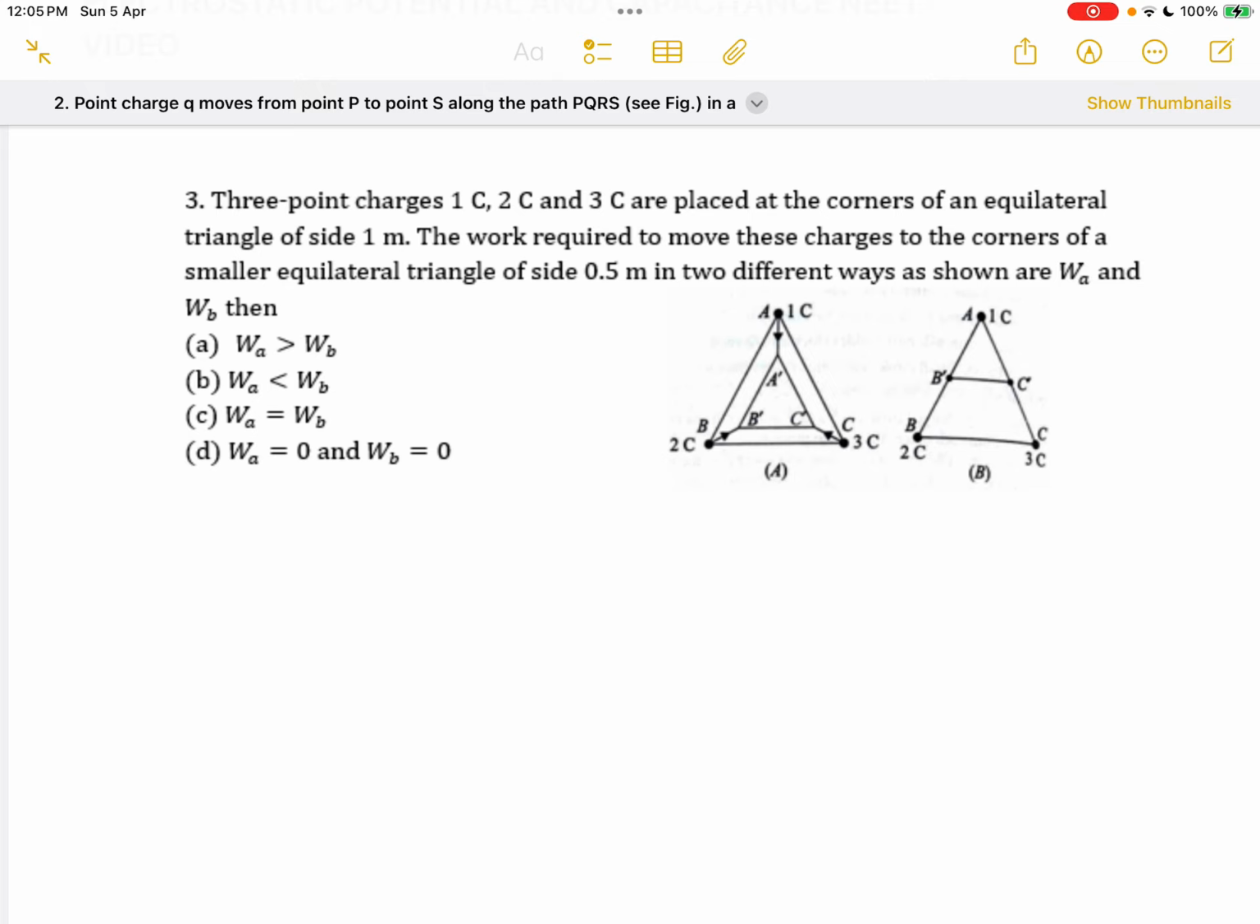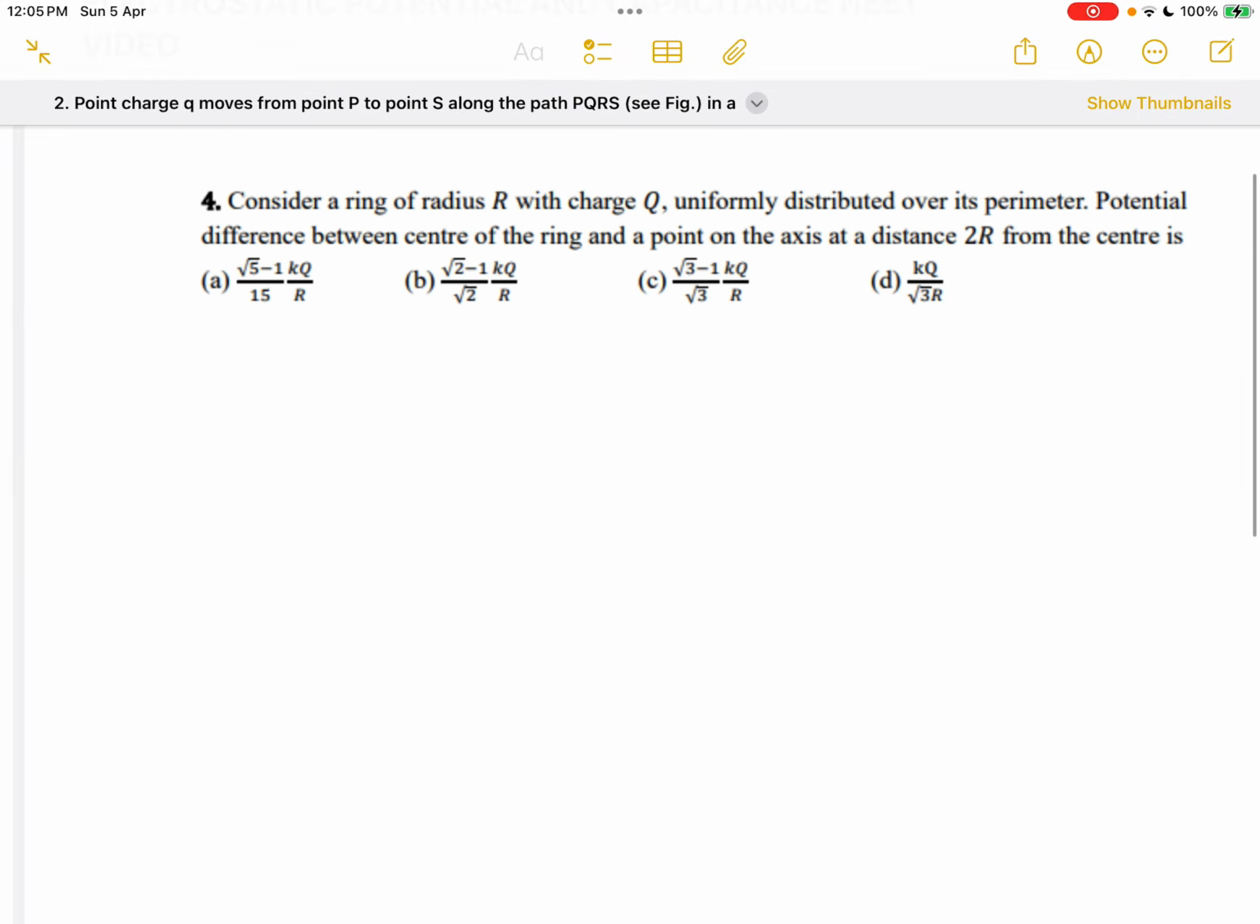Now at the end of the day, the initial triangle and final triangle are absolutely identical. So whether you get all the charges closer or 2 charges closer, because the work done again does not depend on the path taken, the initial energy and final energy in both of these situations, A and B, are the same, the change is the same and the work done is the same. We would go with option C. Option C is the correct answer. Let's go further. Question number 4.